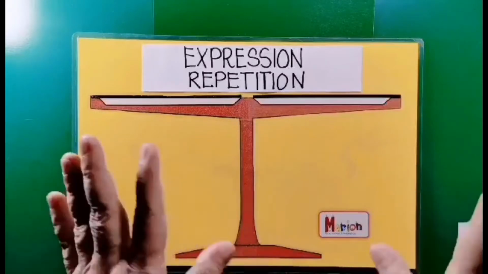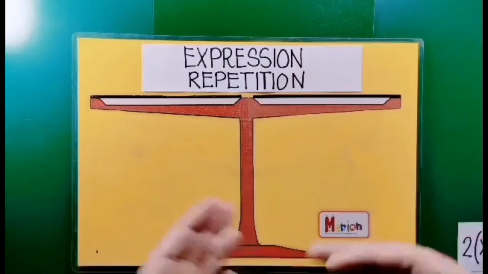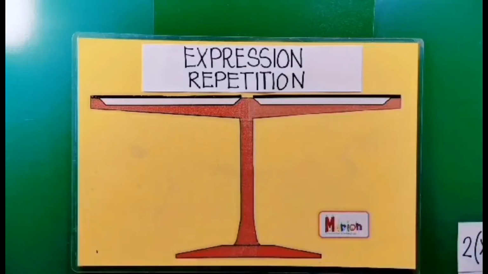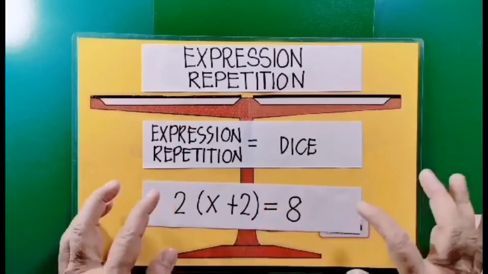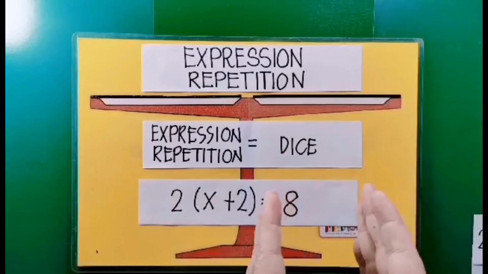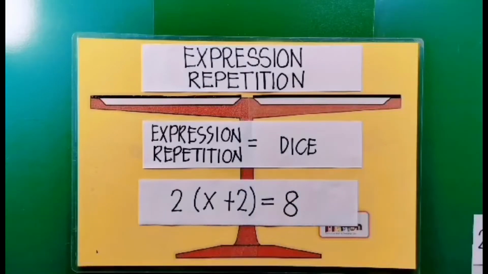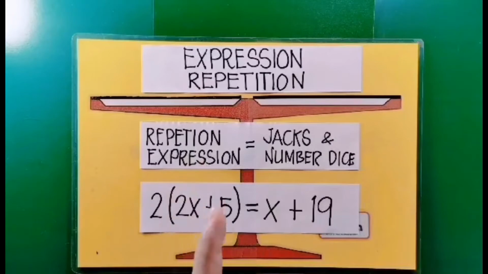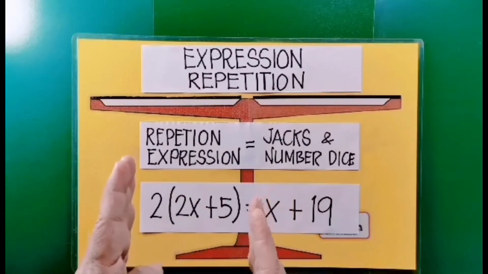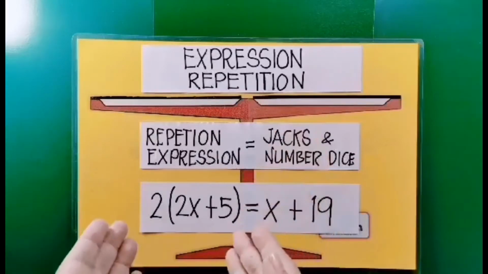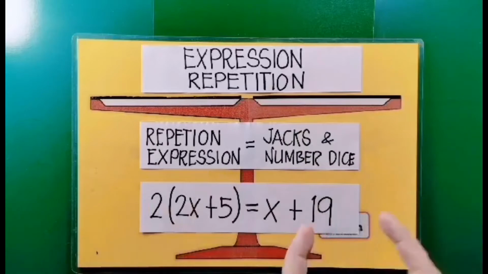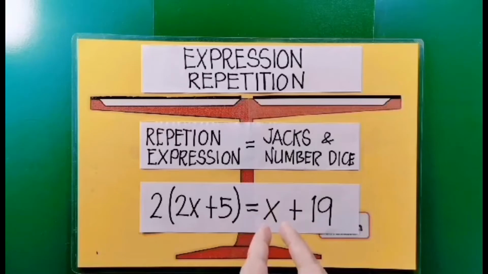All right. Let us now have a summary of our expression repetition lessons before we proceed to the next one. First lesson's expression repetition, very simple. Expression repetition on one side and on the other side is only a dice. Very simple and basic. Then we move on to the next level, where we still have expression repetition on either side, which means what is in parentheses. But on the other side, instead of only having a dice or a number, we have jacks. So there are two elements in this expression.